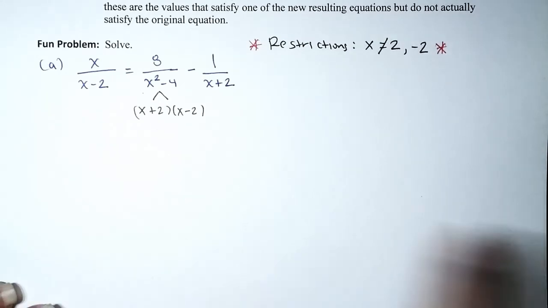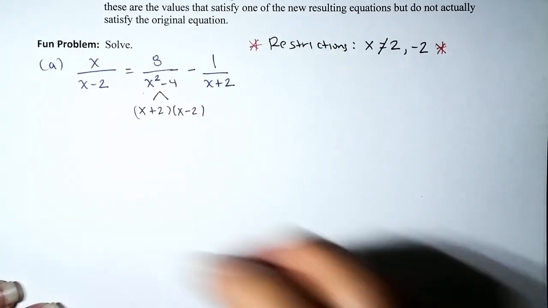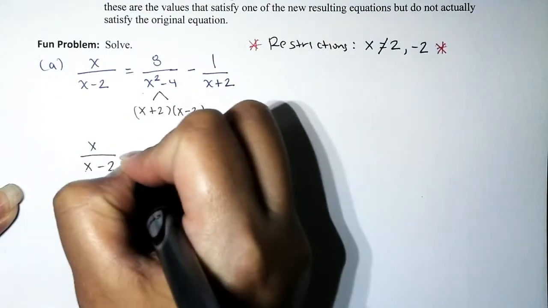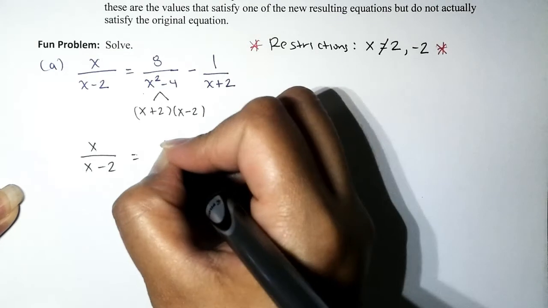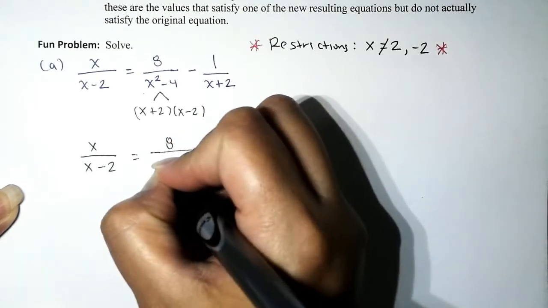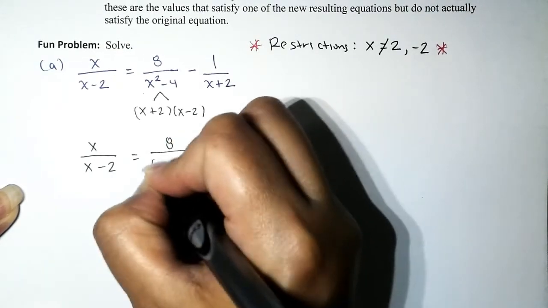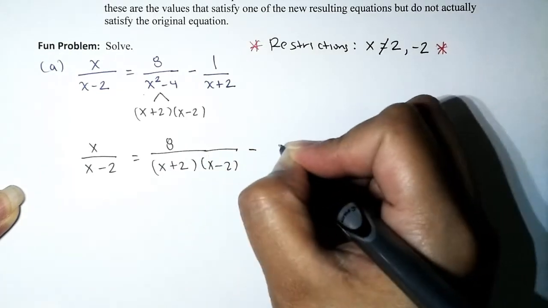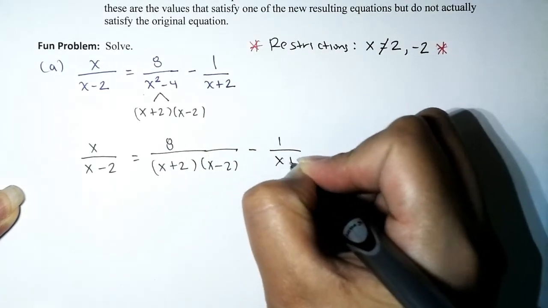But with your permission, let's rewrite the equation so all the denominators are in factored form. So that will give us x over x minus 2 is equal to 8 over x plus 2 times x minus 2, and we're going to subtract from it 1 over x plus 2.